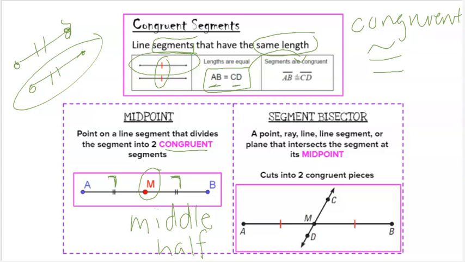Segment bisector: a point, ray, line, line segment, or plane that intersects the segment at the midpoint. So it's anything that cuts through a segment at its midpoint. So if M was the midpoint there, which we know it is because it's cutting it into 2 congruent pieces, we call that a segment bisector. It's something that goes through the midpoint, and it can be a point, ray, line segment, or plane.